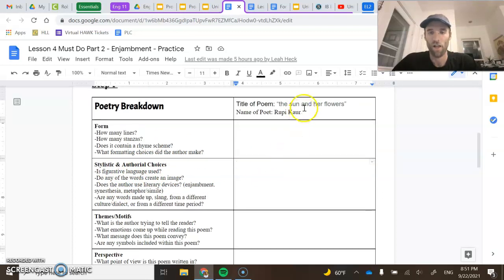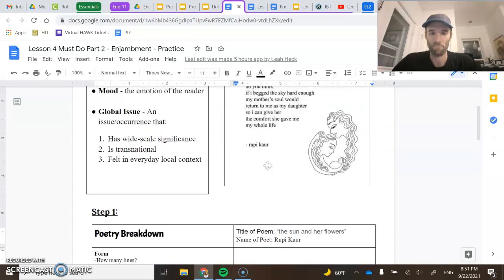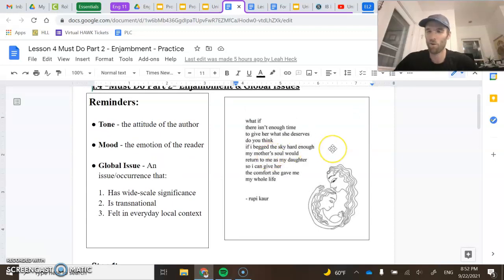So in The Sun and Her Flowers, which is the poem I just read, where is the enjambment? So where are the sentences or phrases broken unnaturally. Well, there's a couple of places I could see.